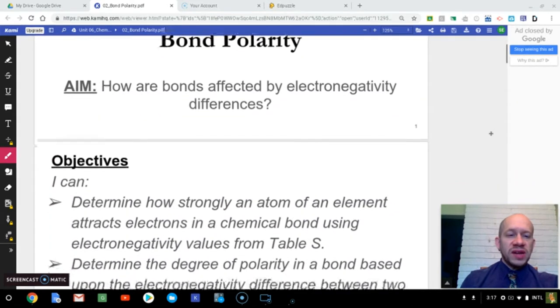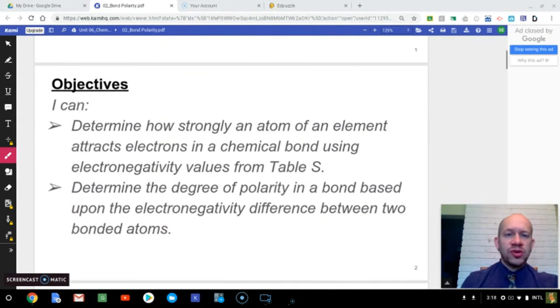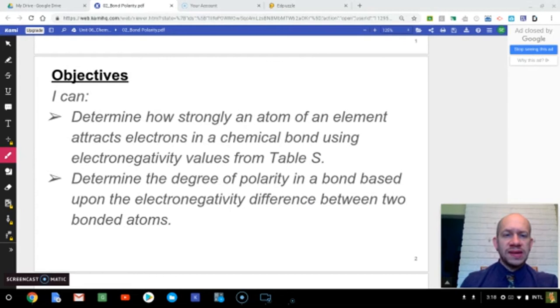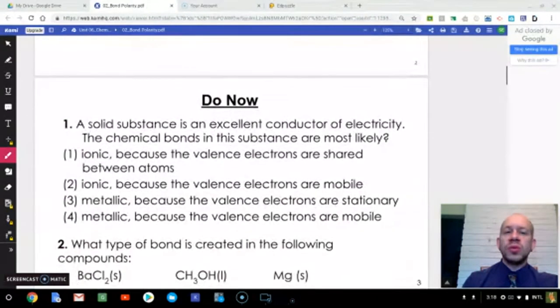The objectives for this lesson: I can determine how strongly an atom of an element attracts electrons in a chemical bond using electronegativity values from Table S. And I can determine the degree of polarity in a bond based upon the electronegativity difference between two bonded atoms. So, do now.